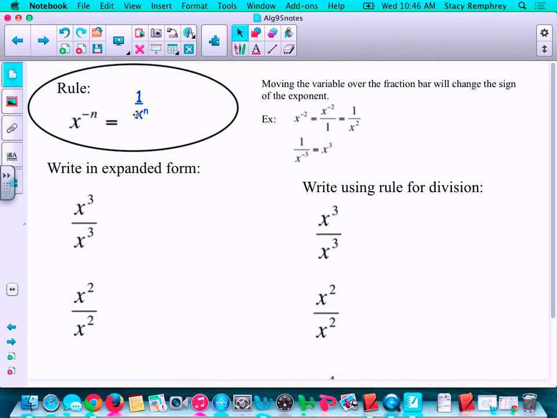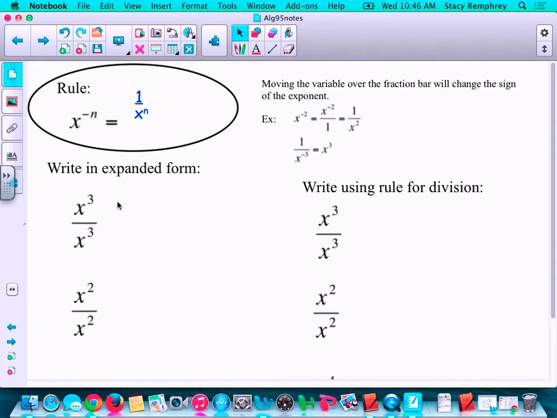So x squared meant multiply x by x. X to the negative 2 is 1 over x times 1 over x. I talked about moving the variable over the fraction bar will change the sign of the exponent. So for example, if I have x to the negative 2, that's the same as x to the negative 2 over 1. To make the exponent positive, just move the x squared to the bottom. If I have 1 over x to the negative 3, and the negative exponent is in the denominator, to make it positive, move it to the numerator.